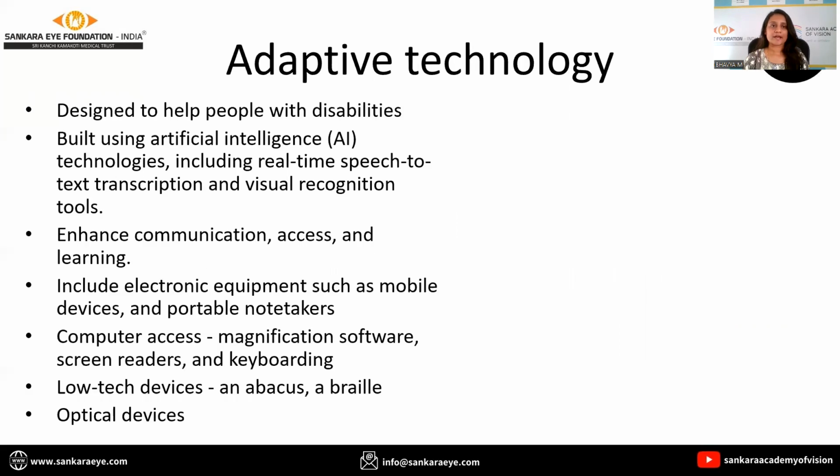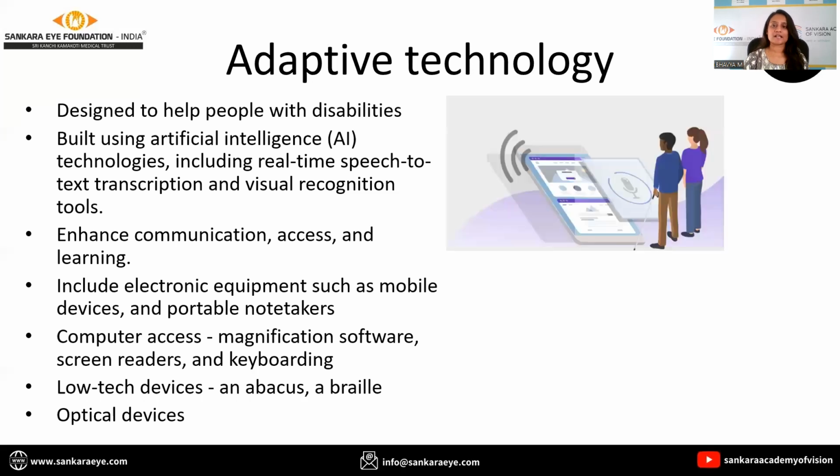Moving on to adaptive technology. This is designed to help people with disabilities. Adaptive technology is the combination of artificial intelligence technologies, real-time speech-to-text transcription, and visual recognition tools. It is built upon these three components, and it enhances communication, access, and learning.